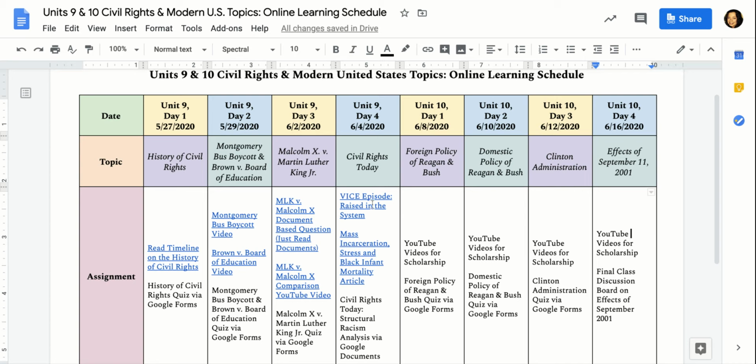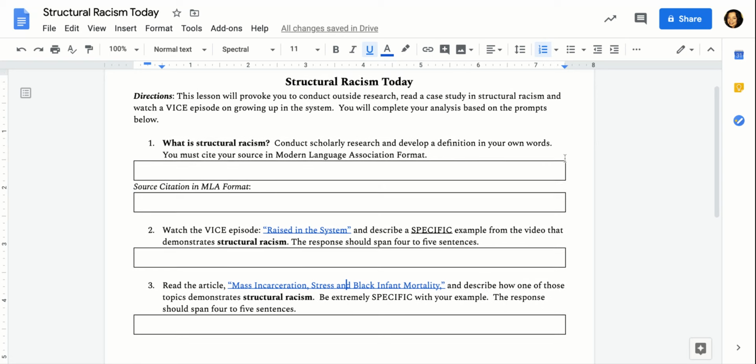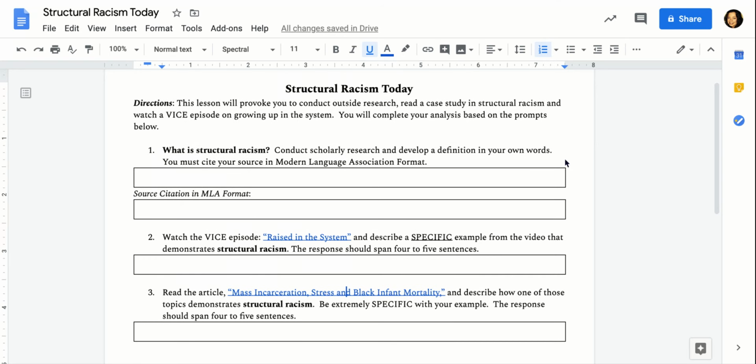So when you log on to classwork, there is a Google document provided for you. The Google document looks like this. Everyone's going to get a document like this. It says structural racism today. Okay? There are three things that you need to do.